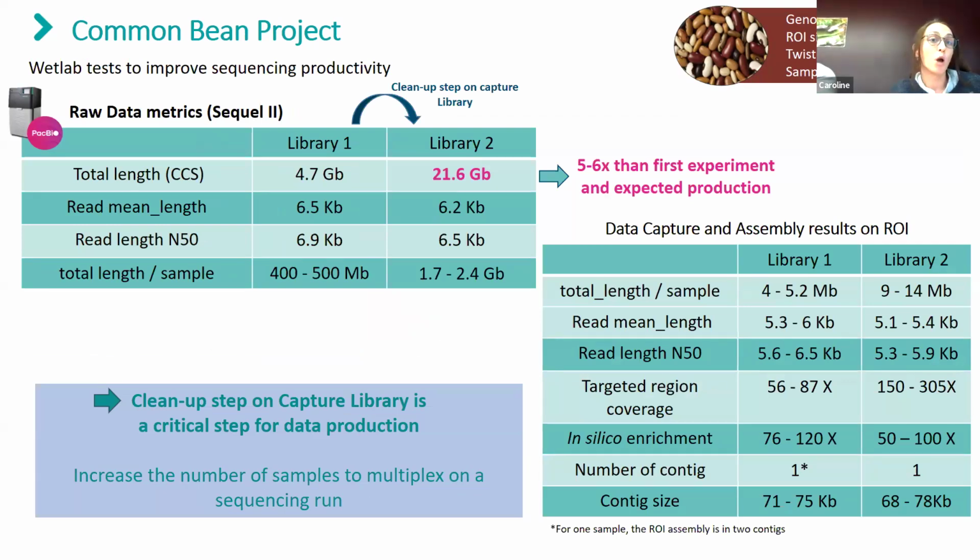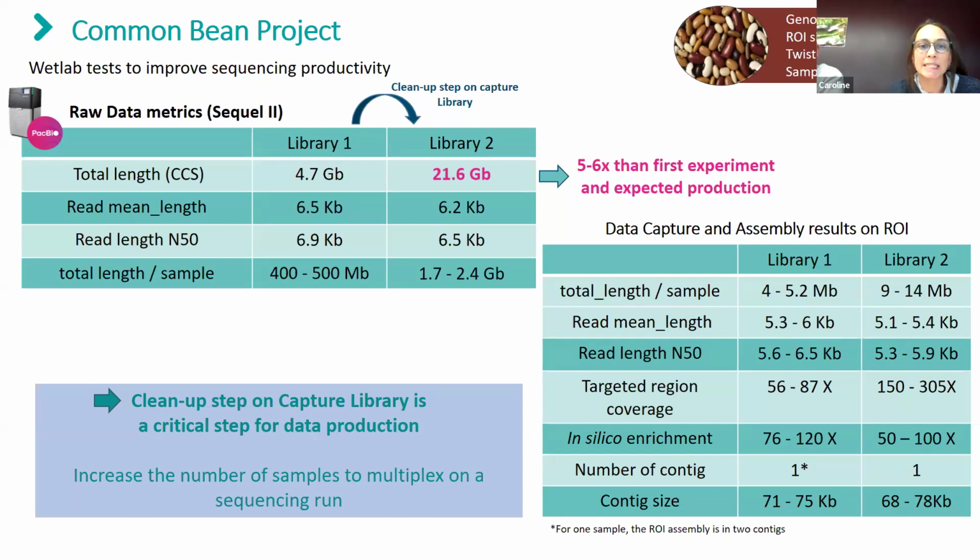But after observing the low sequencing productivity in our first experiment, we conducted some wet lab tests to improve this productivity. So here is the comparison between a library from the initial experiment and one library after optimization. One of the most important changes that we made was introducing a cleanup step on the capture library just before the sequencing library preparation. With this improved library, we recovered a 5 to 6-fold increase in HiFi reads compared to the first experiment, and it now matches the initial expectation.